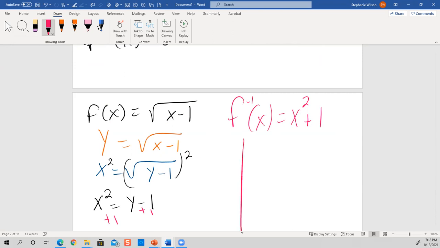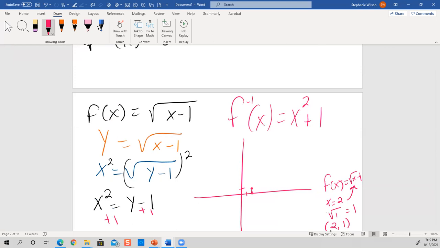When I go graph my f of x, square root of x minus 1, what we're going to do is plug in points for x. If I plug in 2 for x in here, what do I get? I get square root of 1 for y. So now I know the ordered pair 2, 1. So that means it's over 2, up 1.